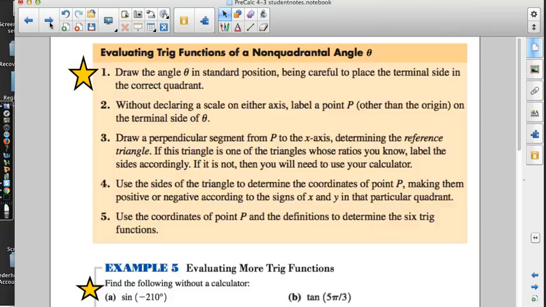If it's not, then we don't have a choice. Then we have to use the calculator. I'm telling you, if you're using a calculator for this section, for any of them, you're probably making a mistake, because you should be able to find those 30, 60, and 45-degree angles. Use the sides of the triangle to determine the coordinates of P, making them positive or negative according to the signs of X and Y in that quadrant, and then use those coordinates and the definitions to determine the 6 trig functions. This is where I would go away from the book and I would say, I'm going to use my picture. I already have it drawn. What do I need to know the coordinate stuff for? Because we wouldn't need it.